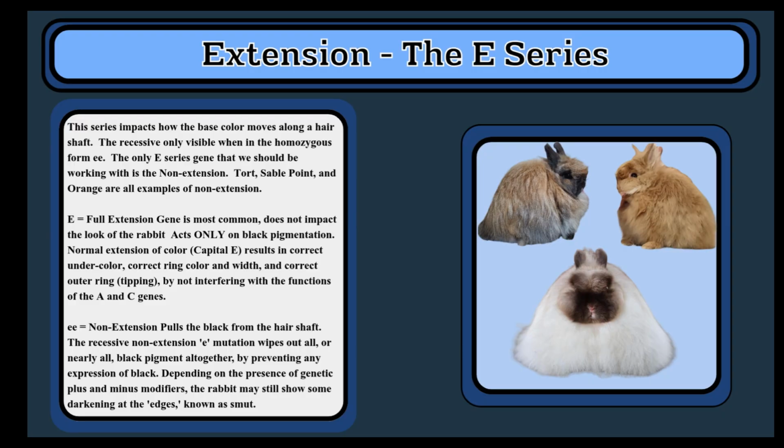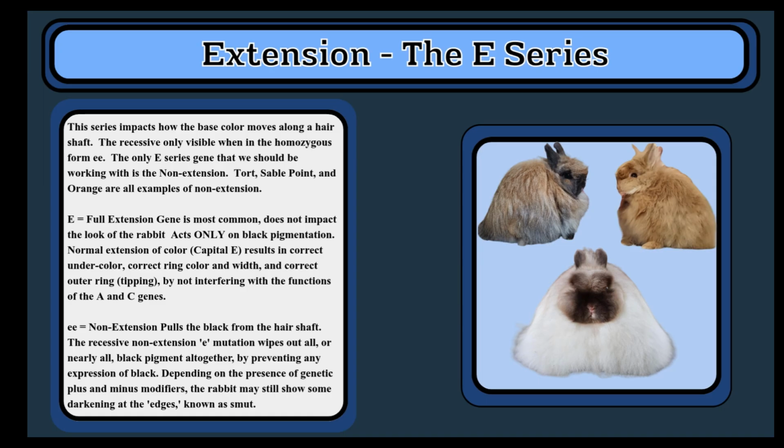Extension, the E series. This series impacts how the base color moves along a hair shaft. This is recessive and is only visible when in the homozygous form, lowercase ee. The only E series gene that we should be working with is the non-extension. Tort, sable point, and oranges are all examples of non-extension. Capital E equals full extension.